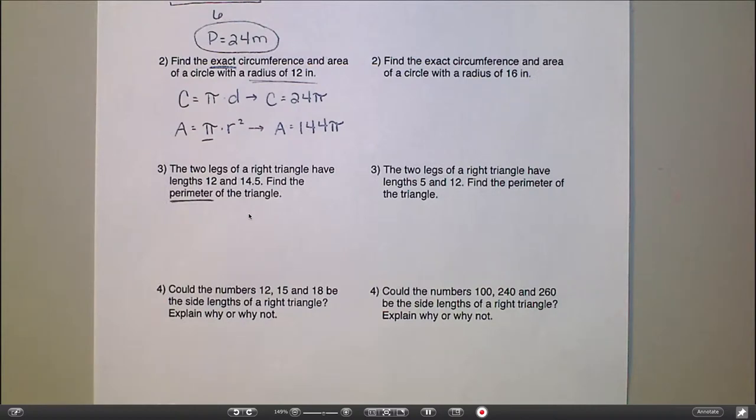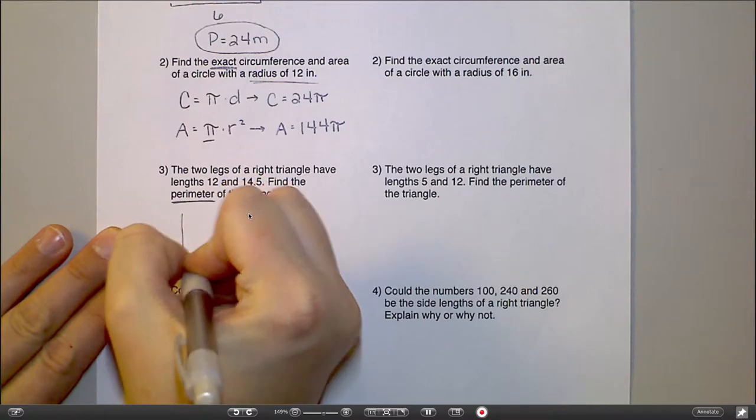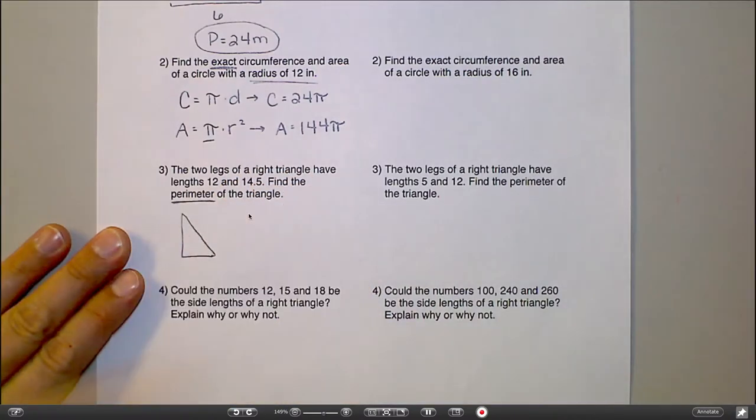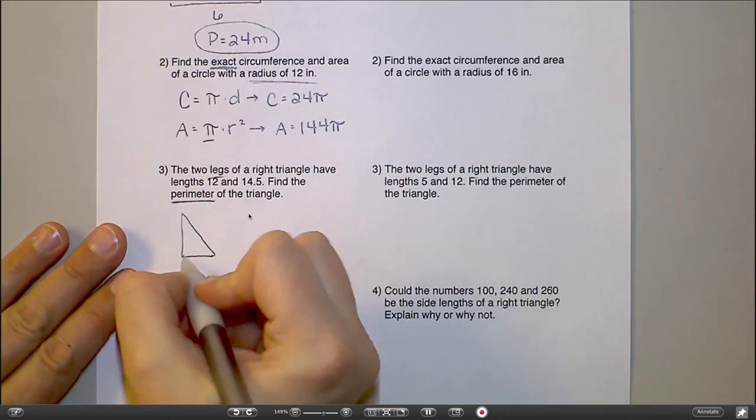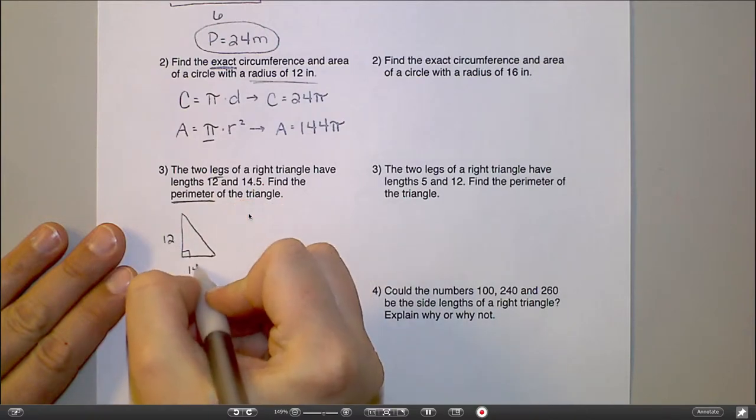Then I also saw some people who just found the 3rd side, but didn't go back and find the perimeter of the whole figure, okay? So either way, you're kind of just doing half the problem. You've got a right triangle. Which 2 are the legs? Because it says the legs. The one that makes the... Yep. So this would be 12 and 14.5.